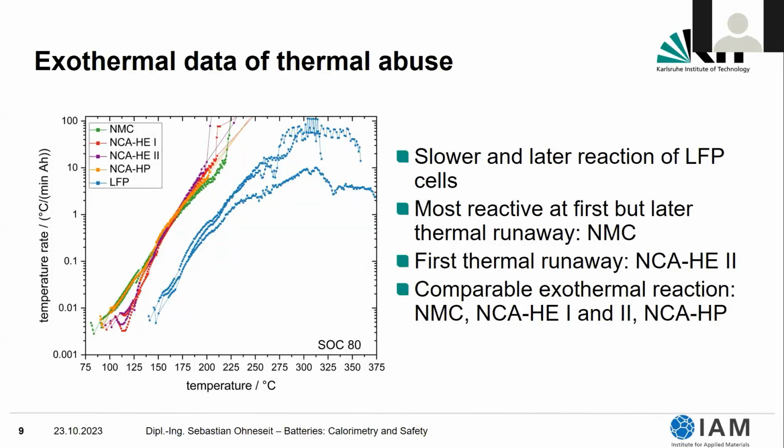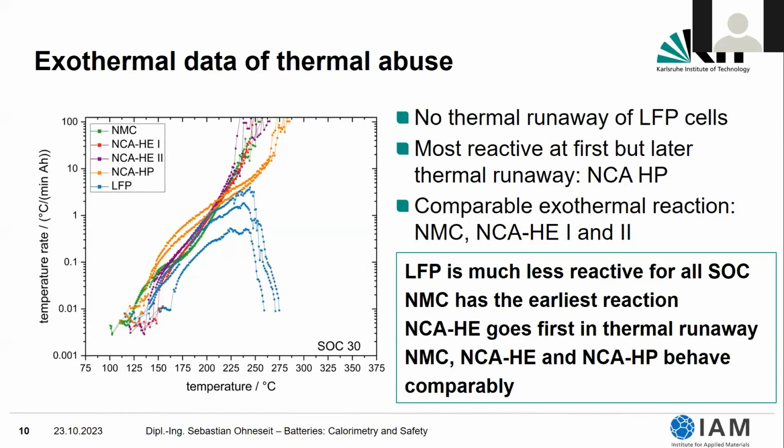And the first thermal runaway is the NCA high energy 2 cell. We have a very comparable exothermal reaction for a state of charge of 80 for the NMC, the NCA high energy 1 and 2, and the NCA high power cell. As you can see here, they are really very close together over the biggest part of the exothermal behavior. And just at the start and at the end, they differ a little bit.